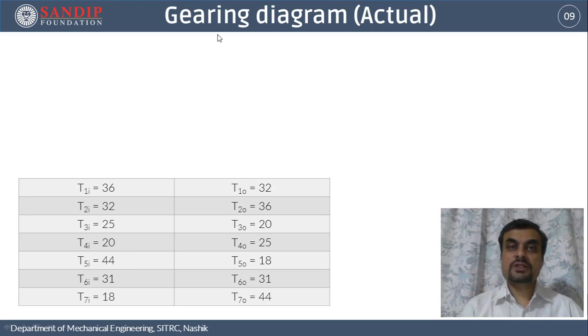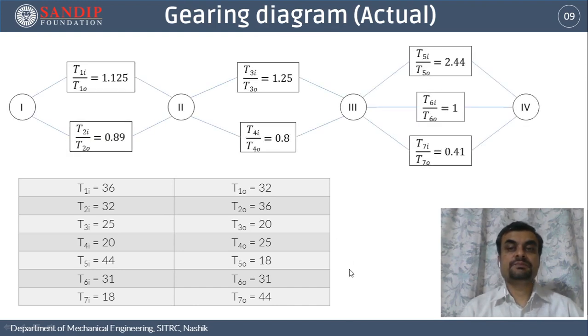So we have to draw the gearing diagram once again by plugging in the actual gear ratios from this number of teeth in this fashion. Now this is the actual gearing diagram, which is calculated by considering the actual number of teeth. Fortunately, the rounding errors were small when we calculated this number of teeth.